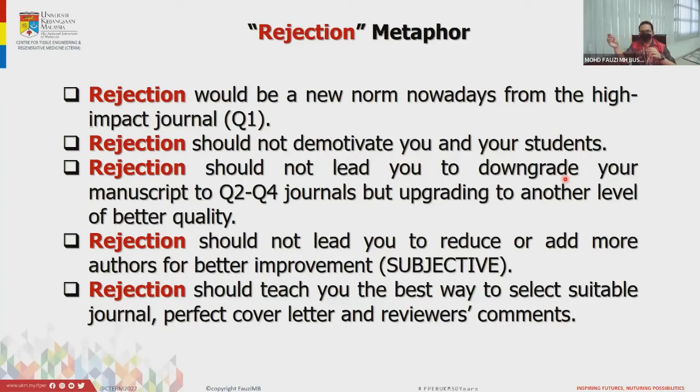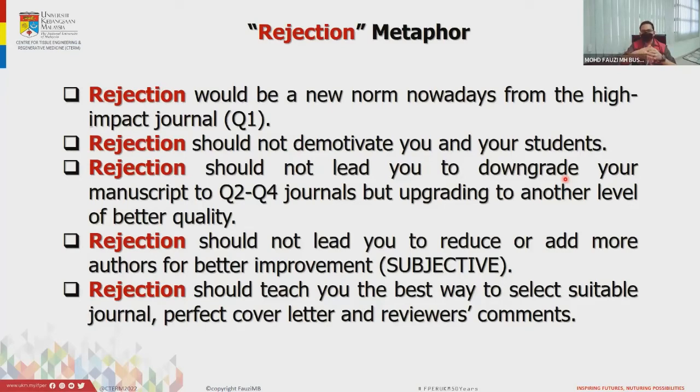Even though you improve from the previous rejected journal, if it is still rejected at the next journal that you submitted, rejection should not lead you to downgrade your manuscript from Q2 to Q4. Every time there is a rejection, you should upgrade more to achieve a Q1 journal. You have a bundle of other Q1 journals in your specific list. So don't just say, okay, we just submit to Q3. Don't do that. Discuss together, plan together to improve and polish. Rejection is not failure. Rejection is a key to success in publication in Q1.